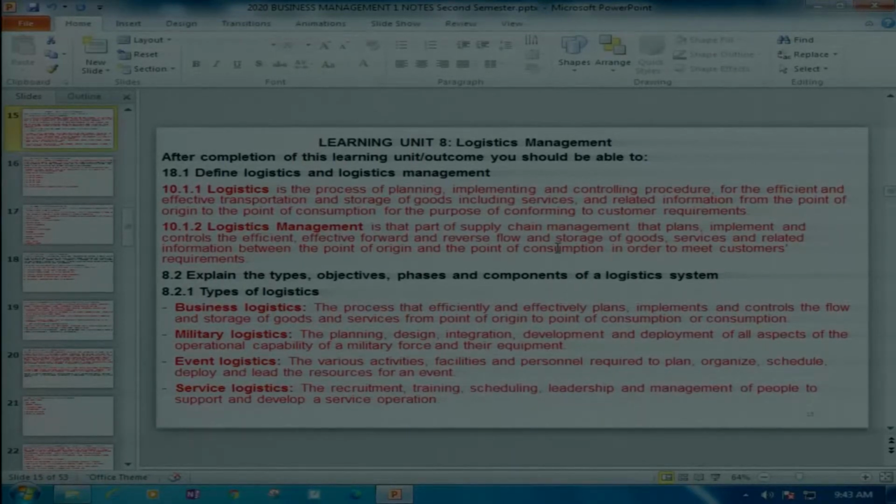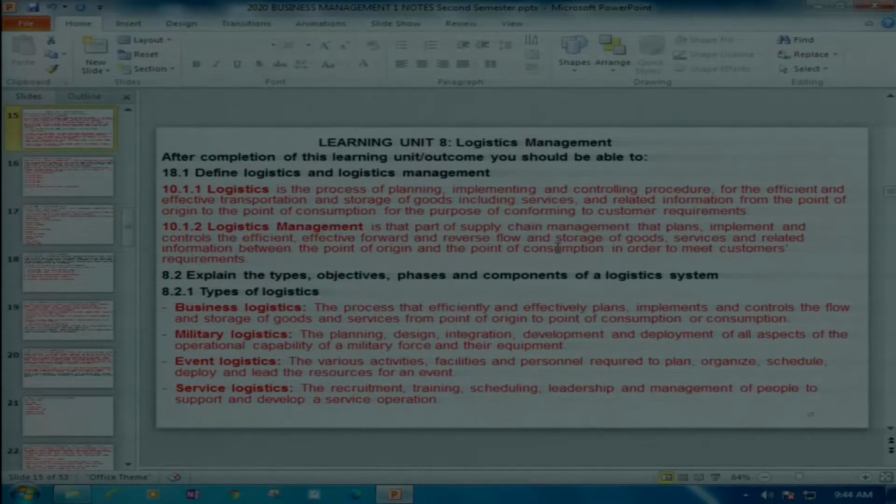Then you must be able to explain the types, objectives, phases, and components of a logistics system. We have 4 types of logistics. The first one being business logistics, the second one military logistics, the third one event logistics, the fourth one service logistics.